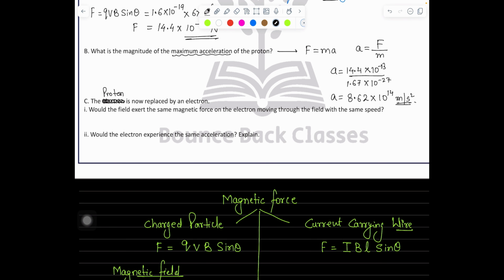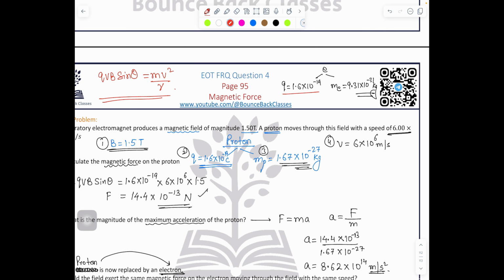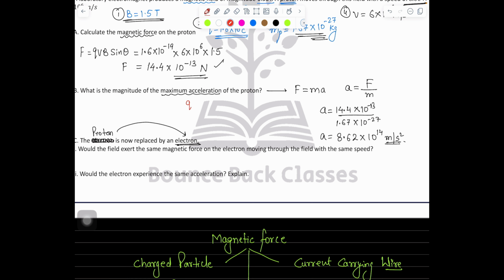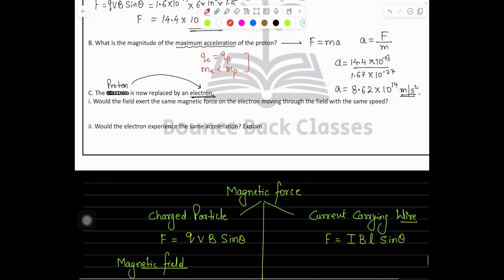The proton is now replaced with an electron. Now we have to use the electron, and I told you the mass. We have both the things, charge and mass. Remember, the charge of an electron is the same as the charge of a proton. Mass of the electron is very much less than the mass of the proton. So what do we need to find?